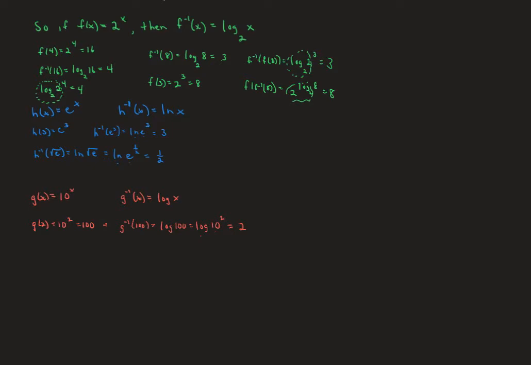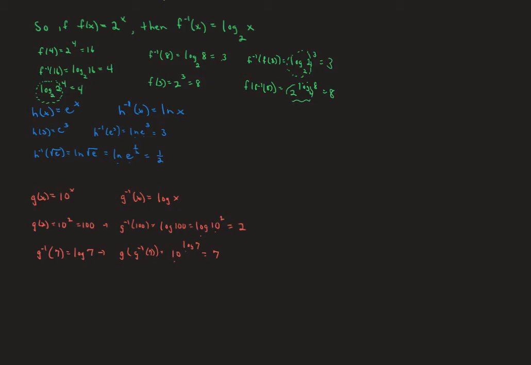Now this would be true even if we did something that wasn't obvious. If we took g inverse of, say, 7, that would be the log of 7. I don't know what that is off the top of my head, but if we turn around and then take g of g inverse of 7, that would be 10 raised to the logarithm base 10 of 7. But we know that the exponential base 10 and the logarithm base 10 are inverses, and so you would get just 7.